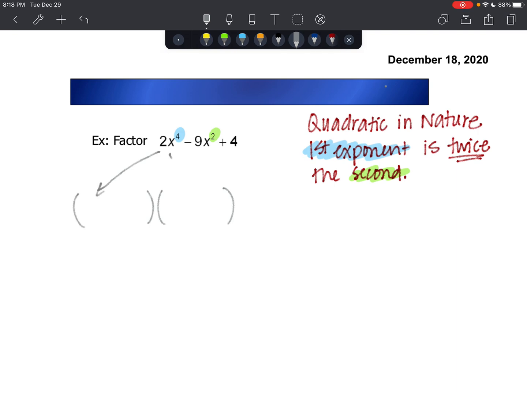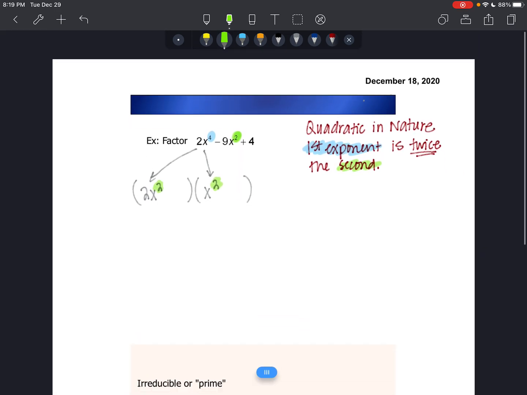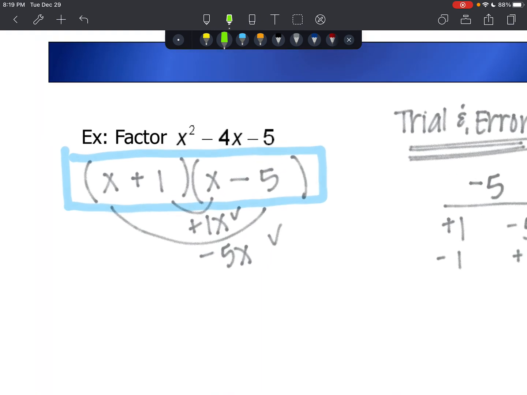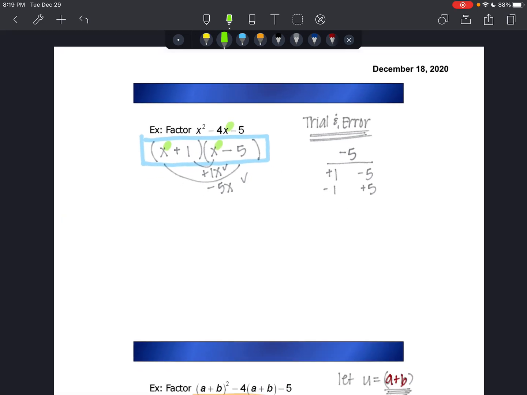How do we get back to 2x^4? Well, we're going to have 2x^2 and x^2. Now that x^2 is important because that first term has to have an exponent of the middle term of the trinomial. Okay, that sounds a little weird. So this first term has to have an exponent of the middle term of the trinomial.